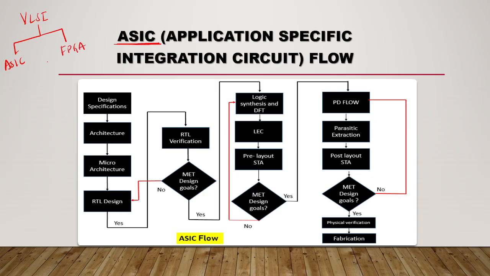ASICs take low power, and once the programming is done, we can't change the ASIC. In your household applications you have LED TV and smart TV, which is one ASIC, your washing machine, your AC, and microwave oven. In automobiles you have airbags, anti-lock braking system, and engine control system. You make that IC only for a particular application.